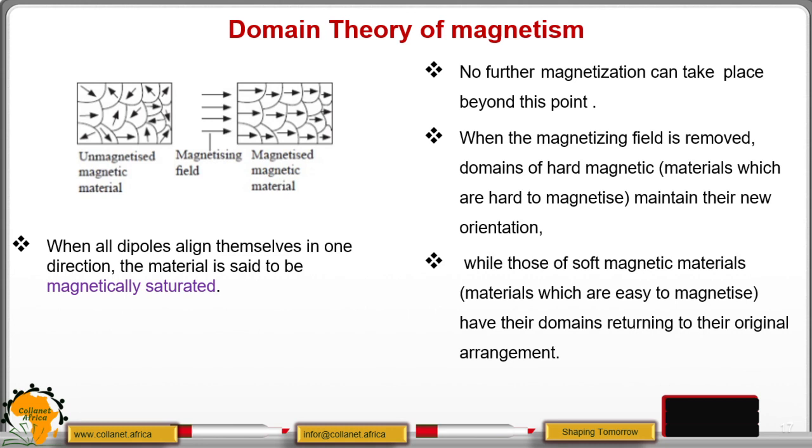But when you are using a soft magnetic material, we say that it is easy to magnetize. And when you magnetize it, it loses its magnetism after a short time. So it implies that when the magnetizing field is removed, these soft magnetic materials have their domains returning to their original arrangement, and therefore they lose their magnetism.